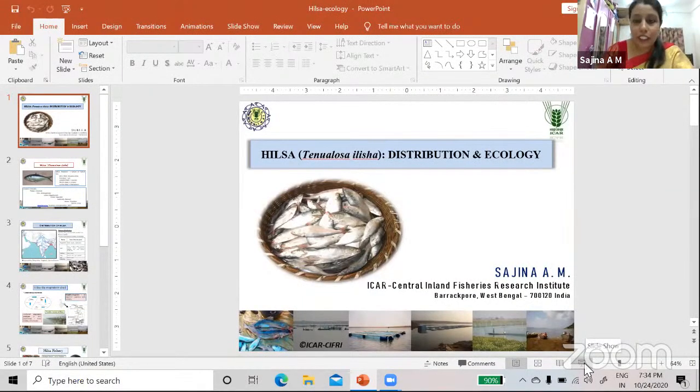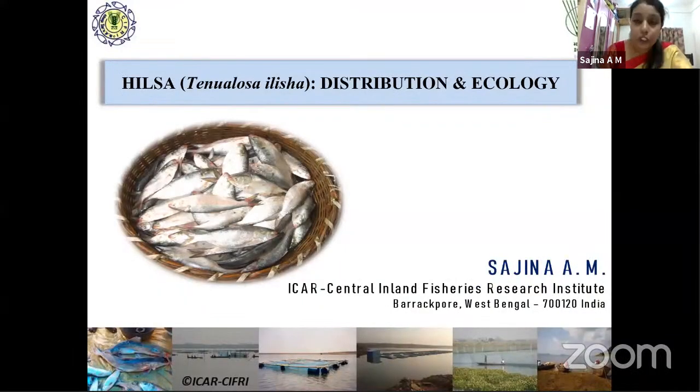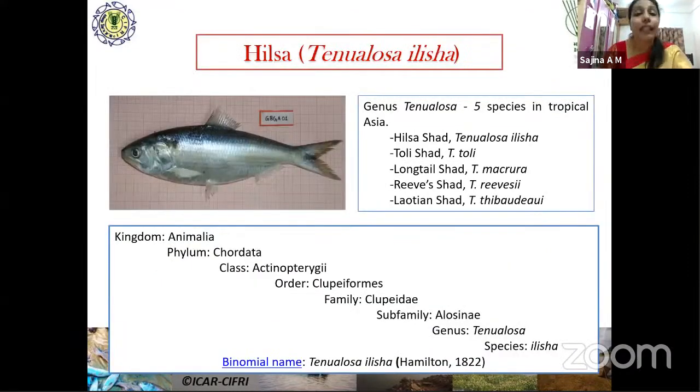Yes. I'll be focusing on the distribution and ecology of Hilsa. The Hilsa shad, Tenualosa ilisha, belongs to the family Clupeidae, a family to which the most preferred food fishes of the world, like sardines, herrings, pilchards, menhaden, sprats, and the shads belong. And under family Clupeidae, the shads belong to the subfamily Alosinae, which are all distributed throughout the temperate and tropical regions. And we all know that the most common shads belong to the genus Alosa, which occur in Europe and Eastern North America.